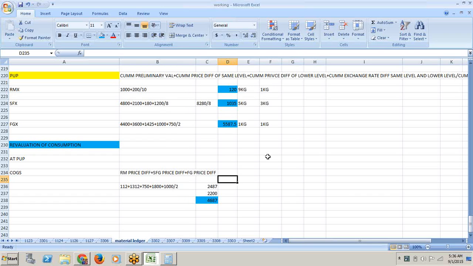Right? The closing stock, how will the closing stock be calculated? 1 kg into PUP price, 3 kg into PUP price, 1 kg into PUP price. This is the closing stock value. 1 kg into PUP price, 120 rupees. 3 kgs, 5 kgs, sorry, 1 kg. This is closing inventory value. This is closing stock value.